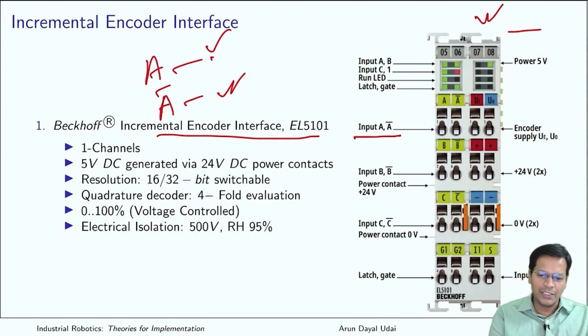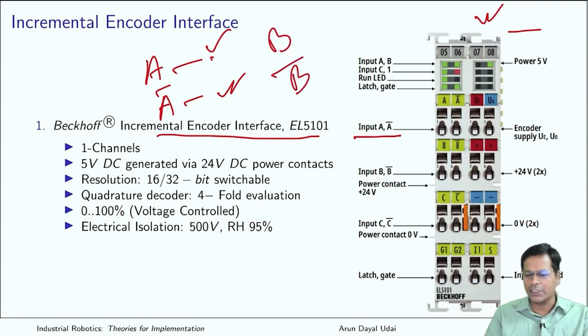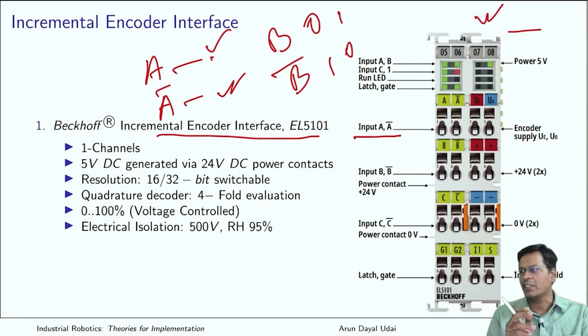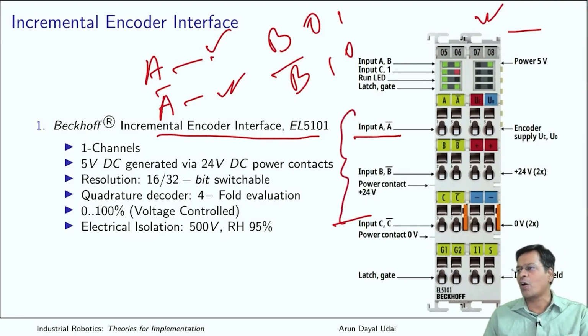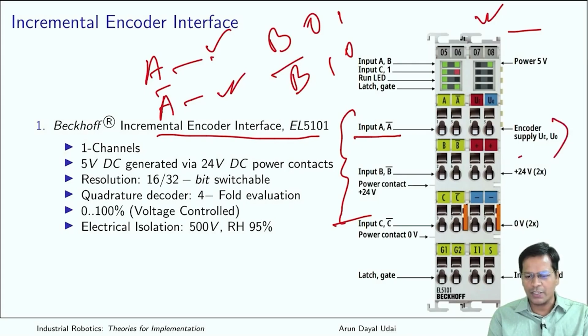If both of these are giving you the same input, that means the same output, and that means your device is faulty. Got it? Similarly you have B and B bar available. So if this is 0, this is 1; if this is 1, this is 0. If that is not happening, if both of them are simultaneously 0 or 1, that means your device is faulty. So that is also used as fault detection. Then you have the index, which comes here, where C and C bar are to be fitted. These are the connections to interface your optical encoder, and the encoder supply goes from here.